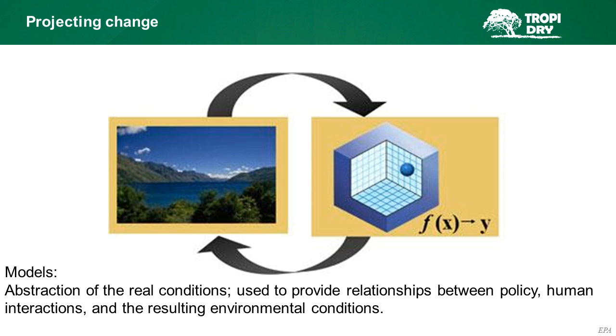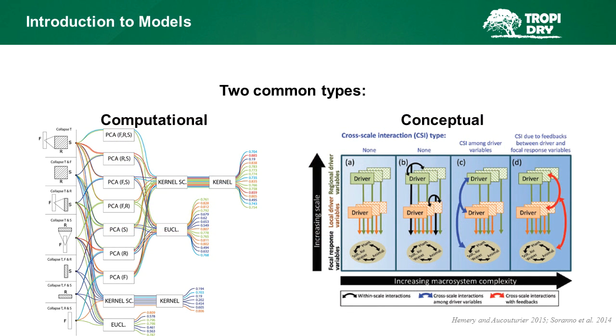Models can be first classified into two major types, conceptual and computational. Conceptual models are how we think about the environment or a framework to understand our world. For example, on the right, there are 4 different ways to consider how regional and local drivers contribute to local system response.